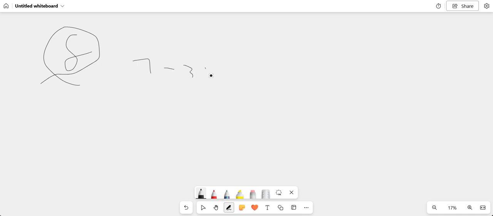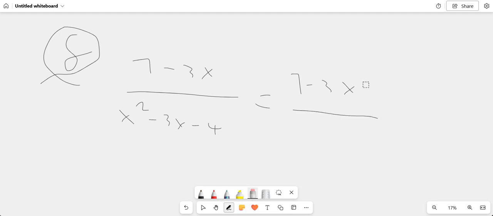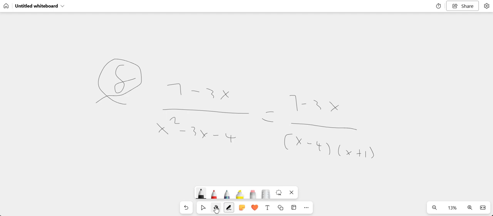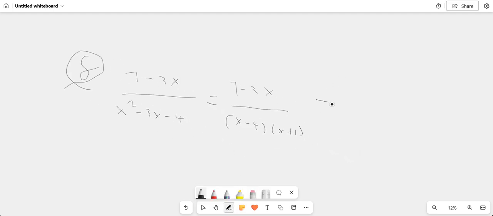So 7 minus 3x over x squared minus 3x minus 4. So again, put the bottom into polynomial on the calculator, and you'll get x is equal to 4 and x is equal to minus 1. As a result, the brackets would be opposite. So x minus 4 and x plus 1. And that's equal to a over the first one, so a over x minus 4 plus b over the second one, which is b over x plus 1.